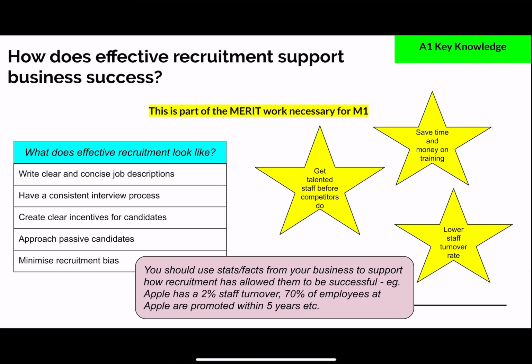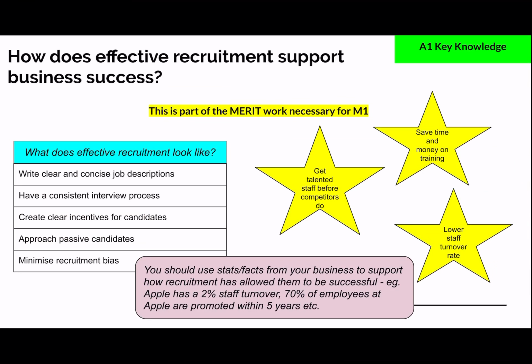How does effective recruitment support business success? So, first of all, what does effective recruitment look like? What the organisation has to do is to make sure that they have written very clear and concise job descriptions, because the right candidates are not going to apply for your role if they don't know exactly what the role is. It needs to be clear, it needs to cover all of the responsibilities that they would have, what their day would look like on an average day if they were working in that organisation.